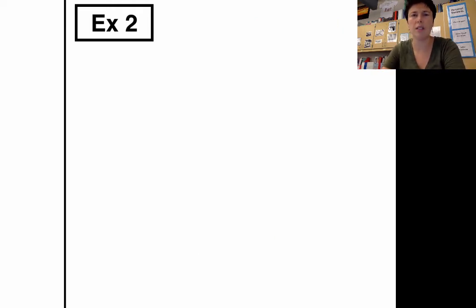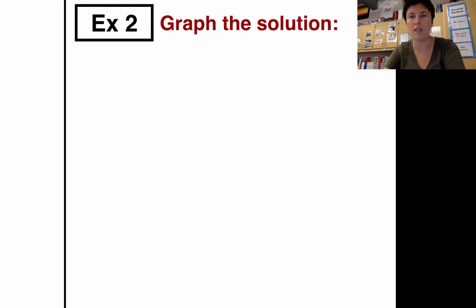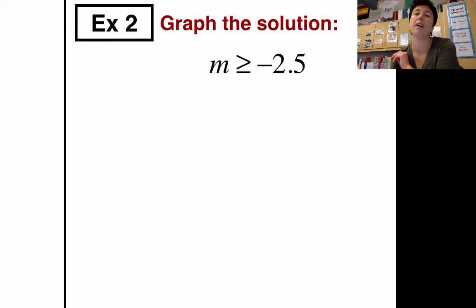So let's try it with another example. Let's do example 2 here. Same directions, we're going to graph the solution. This time we're going to use m, just to change the variable, and I chose m is greater than or equal to -2.5. So m is greater than or equal to -2.5.